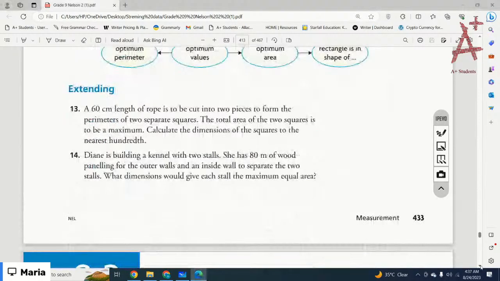Question number 13. A 60 centimeter length of rope is to be cut into two pieces to form the perimeters of two separate squares. The total area of the two squares is to be maximum. Calculate the dimensions of the squares to the nearest hundredth. Okay, so you have 60 centimeters, right?